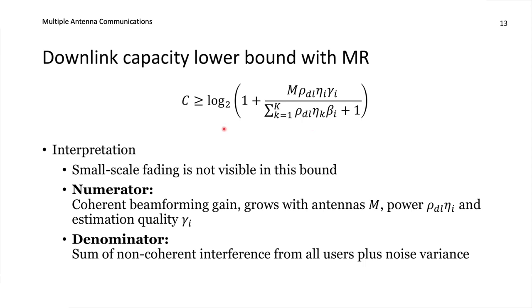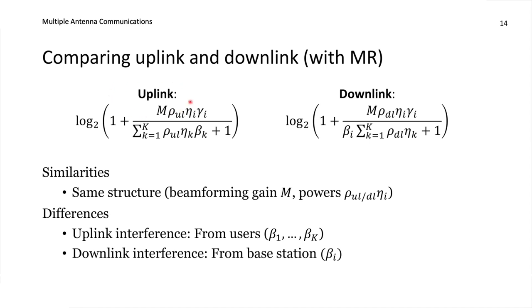This capacity lower bound is actually quite similar to what we got in the uplink when using maximum ratio. So let's put them side by side, here for the uplink and here for the downlink. And they have a quite similar structure. They have log 2 of 1 plus a signal-to-interference-and-noise ratio, which essentially all capacity lower bounds have. But then in the numerator, we also have the same structure. We have a beamforming gain, and then we have a channel estimate, eta I, which is the same in both cases, and then we are just denoting the transmit power differently. So we have rho uplink eta I in the uplink and rho downlink eta I in the downlink. But apart from that, it's the same. We're just switching uplink to downlink.